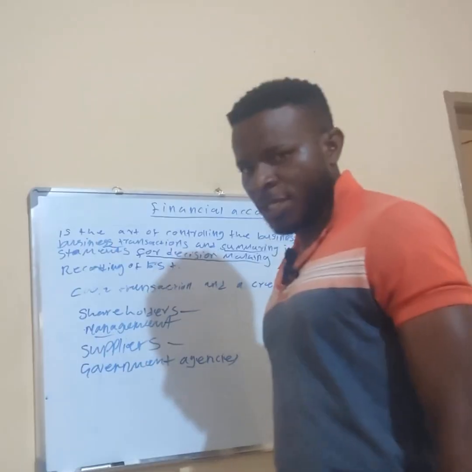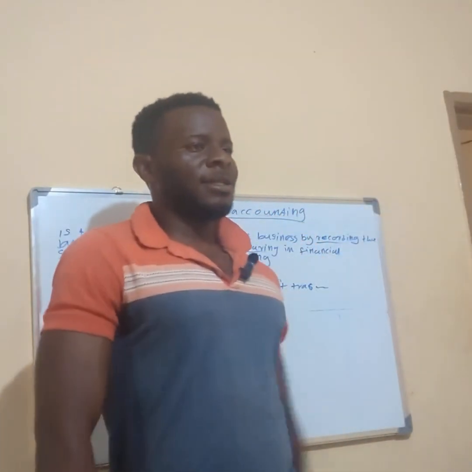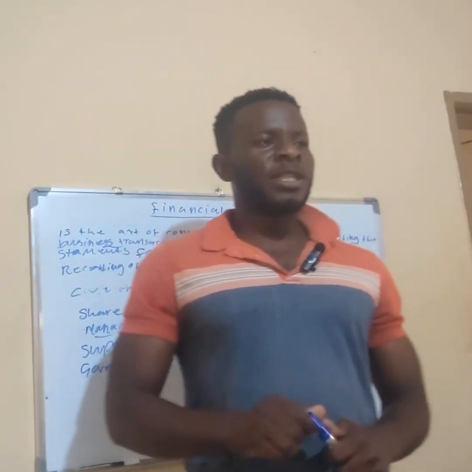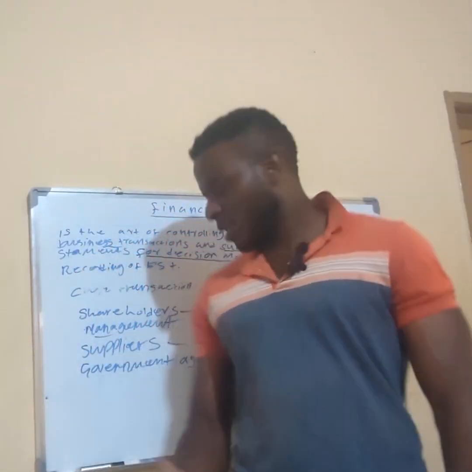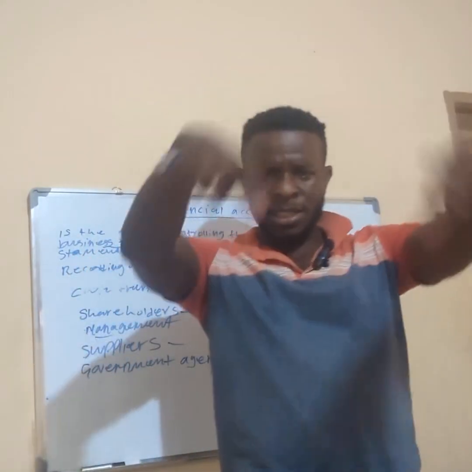So they need this information from the company, because at the end of each accounting period, there is need for these people to have a share of the profit that we've made as an organization. So they need a share. So they need accounting information for them to be able to know they are paying the right amount of tax.